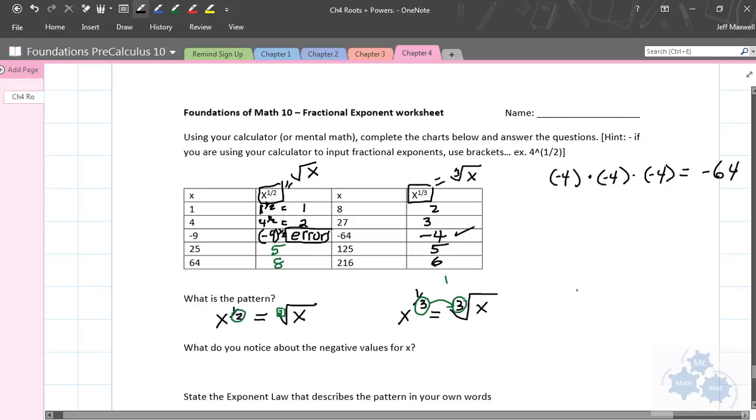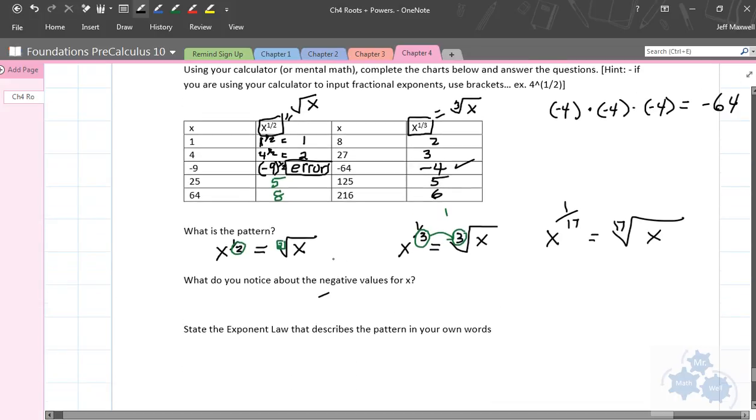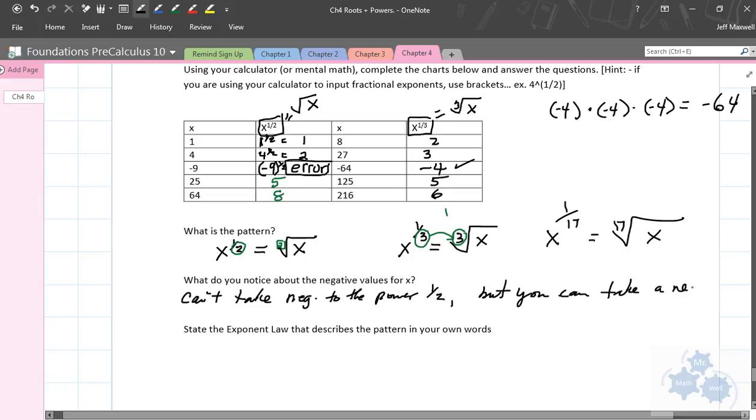So, that means x to the power of 1/17 is, yes, the same as the 17th root of x. Not that anyone would really ever need to calculate that, but that's what it means. So for the negative values of x, you would say something like, you can't take a negative number to the power of 1/2. That's what you would have noticed. Power of 1/2. But you can take a negative number to the power of 1/3.